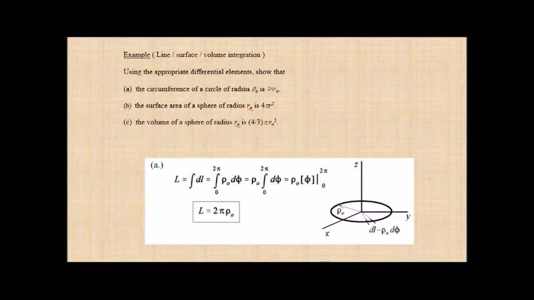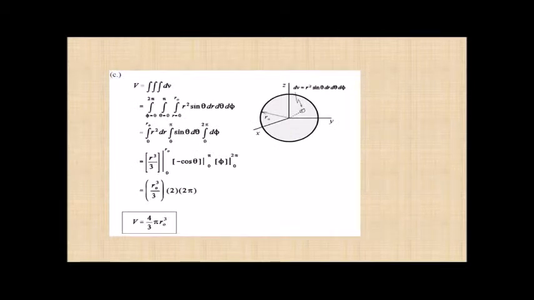For question C, the volume of a sphere of radius r naught is 4 over 3 pi r naught cubed. Volume is equal to the triple integral of dv, which is equal to the integral of phi from 0 to 2 pi, integral of theta from 0 to pi, integral of r from 0 to r naught, r squared sin theta dr d theta d phi, and the answer is equal to 4 over 3 pi r naught cubed.